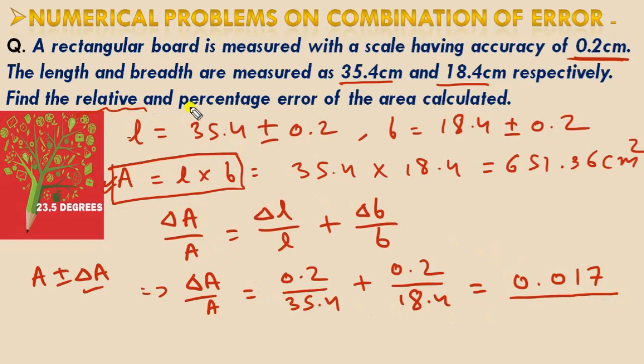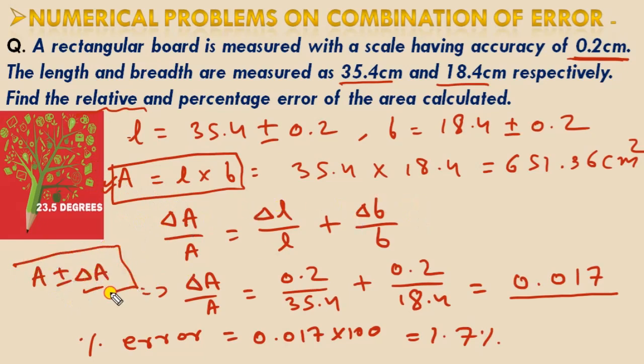To find the percentage error, what do we do? We simply multiply relative error with 100. So the percentage error in area would be equal to 0.017 into 100, that is 1.7%. Clear? If you were asked to write area with proper error limit, that means in this form, A plus minus delta A, every measured value is written in this form, true value plus minus mean absolute error.